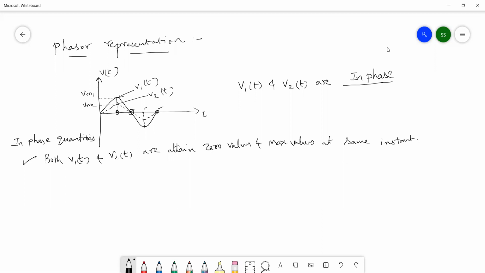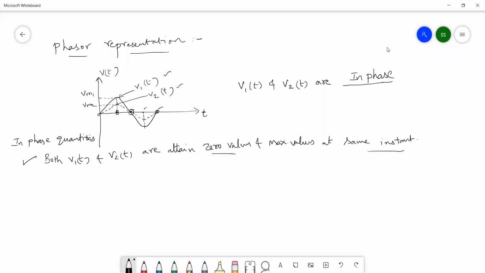So here, two waves, that is two alternating quantities, one is V1 of t and another one is V2 of t, which are moving in such a direction where they attain zero values at the same instant. Let us take the x-axis as the time period t. At t equal to 0, what is the value of V1 of t? 0. What is the value of V2 of t? 0. So both attain 0 at the same instant, correct?